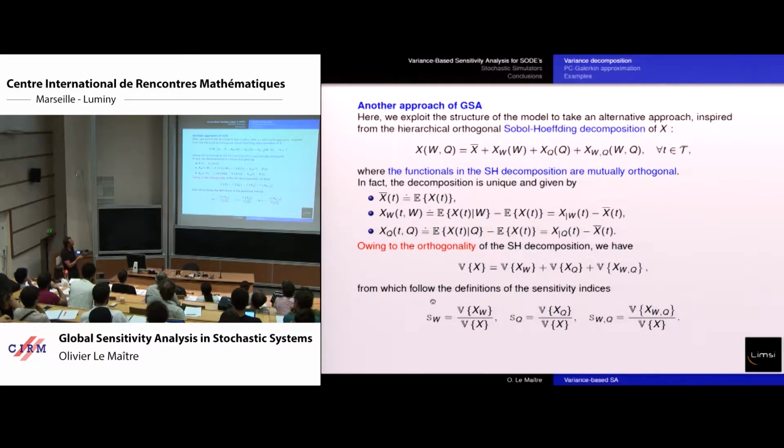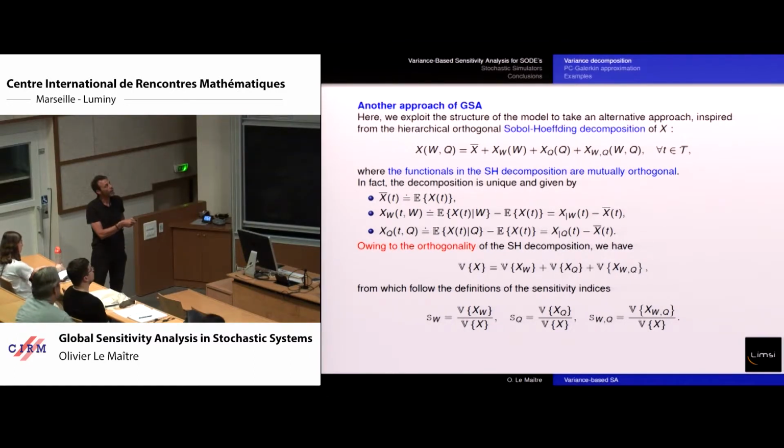And the way we do that is by the Sobol-Hoeffding decomposition of X, where the process that I see here as a function of the Wiener process and the parameter is decomposed as a mean value, a function that depends only on the Wiener, a function that depends only on the parameter, and a mixed term. Okay? And we ask the functions in this decomposition to be mutually orthogonal, and this makes the decomposition unique in the case where W and Q are independent. So that's where my assumptions become crucial. Okay, and here you have the definition of these functions.